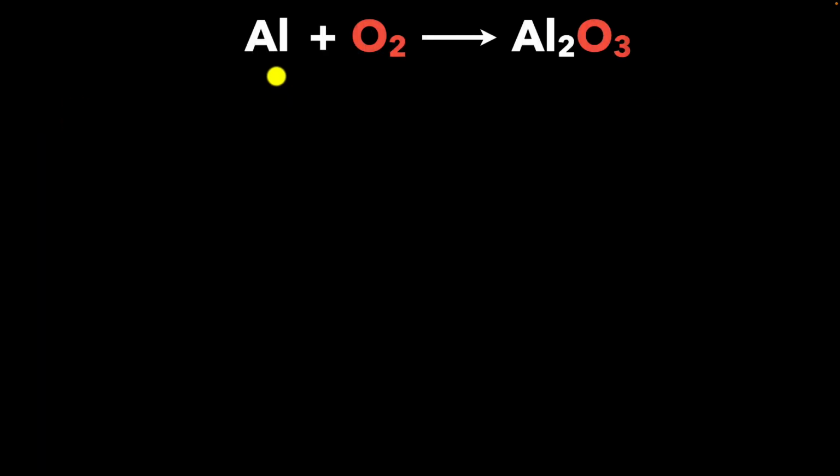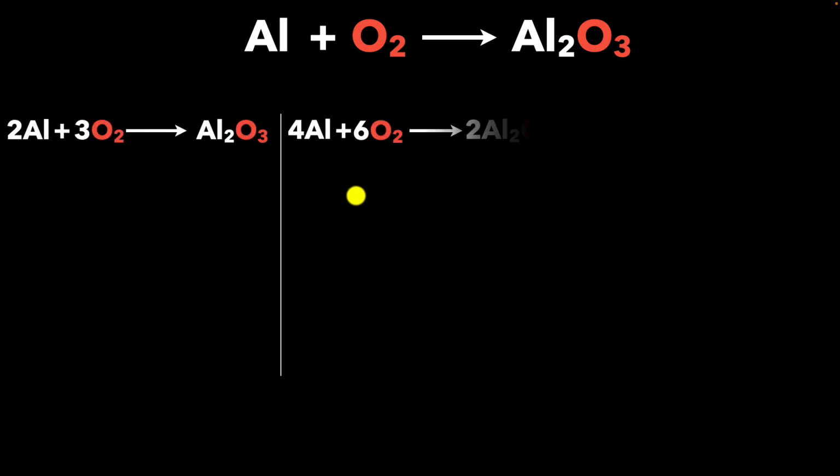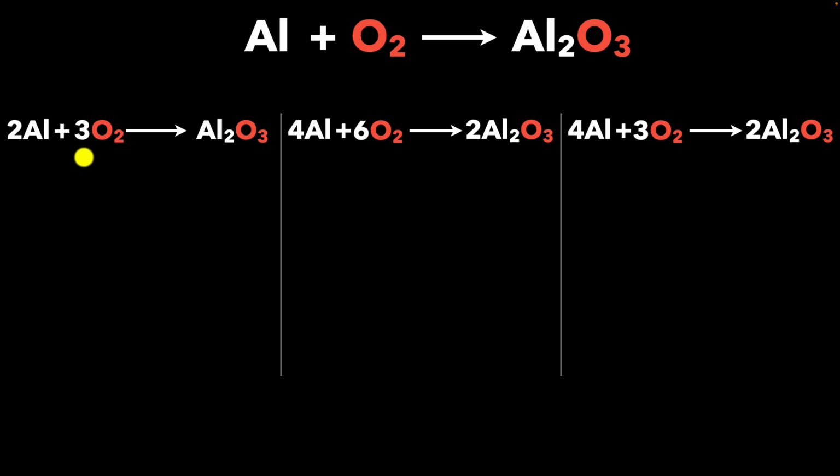All right, in the next one, we have aluminum reacts with diatomic oxygen to produce aluminum oxide. Feel free to pause and try and balance yourself. Otherwise, let's look at the 3 samples and see which one of them is balanced. Let's start with this one. Again, we have aluminium and we have oxygen.